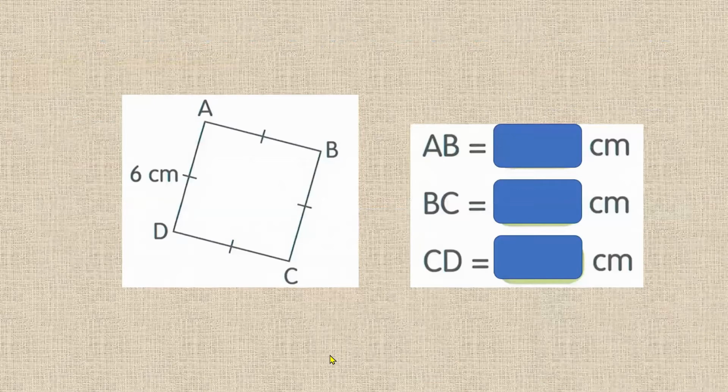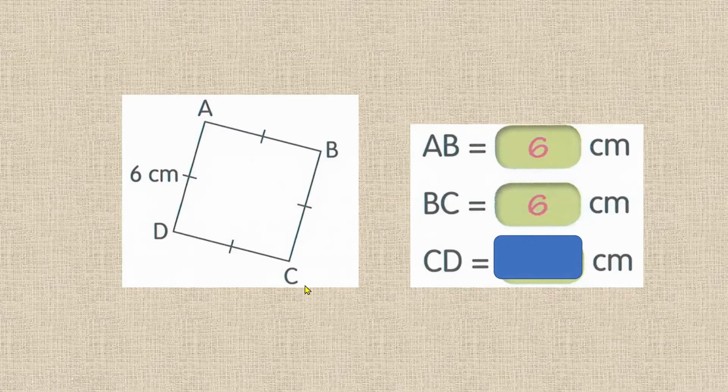I have here an example of a square. We know that this is a square because we see that all the sides have one line, which means all of the sides are equal. Since we know that AB is 6 centimeters, therefore AD is also 6 centimeters, because as we said in the property of square, all of the sides are equal. So therefore, BC is also 6 centimeters and CD is 6 centimeters.